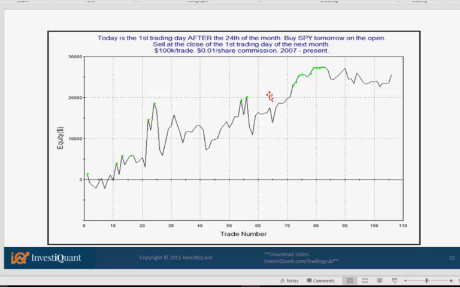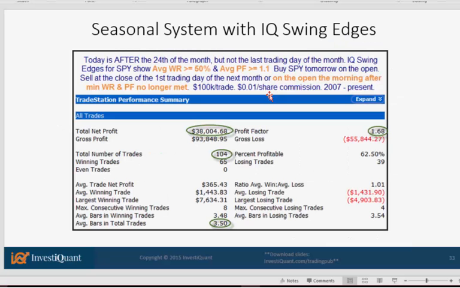So let's then take this strategy, and like we did with the other one, what if we combine it with IQ's swing edges? Today is, again, the first day after the 24th of the month. And I also said it's not the last trading day of the month. The reason I said that is because we are requiring swing edge readings showing a win rate of at least 50% and an average profit factor of at least 1.1. So I lowered the numbers here quite a bit so I would get a good number of trades. I didn't want to make it too narrow.